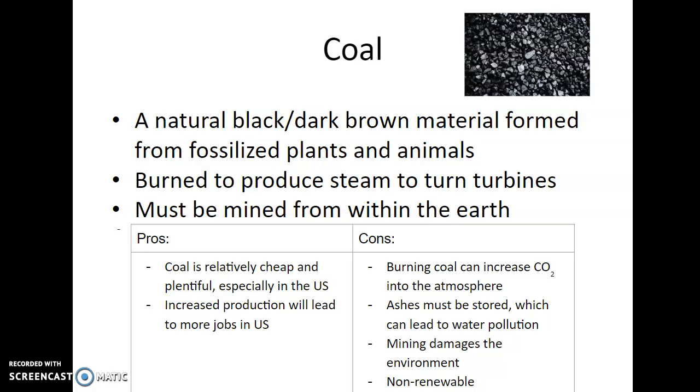But it does have some cons. Burning coal can increase carbon dioxide in the atmosphere. We know that's super bad for our environment. It hurts our ozone layer and increases the greenhouse effect. Ashes must be stored, which can then lead to water pollution, also another big downside. And mining damages the environment. If we're digging into the ground, digging into mountains, we hurt our environment, which in turn hurts ecosystems and biodiversity. And coal is also non-renewable, so that means it can't be reused.